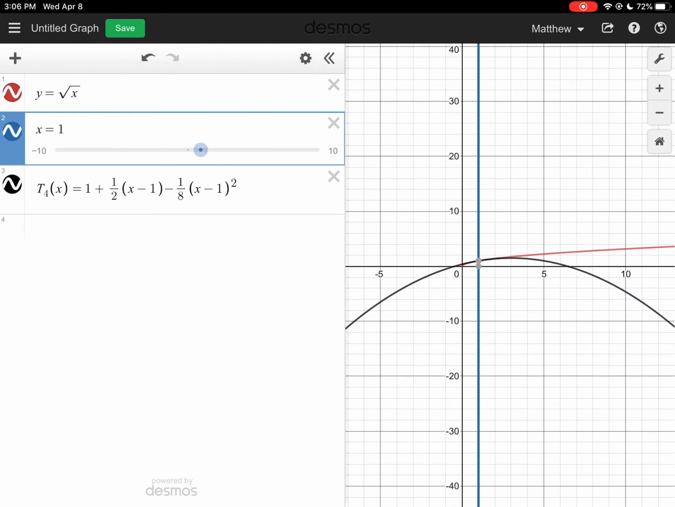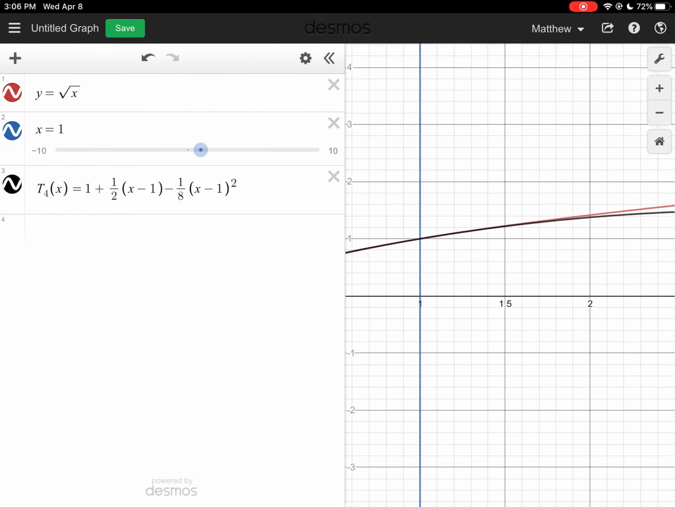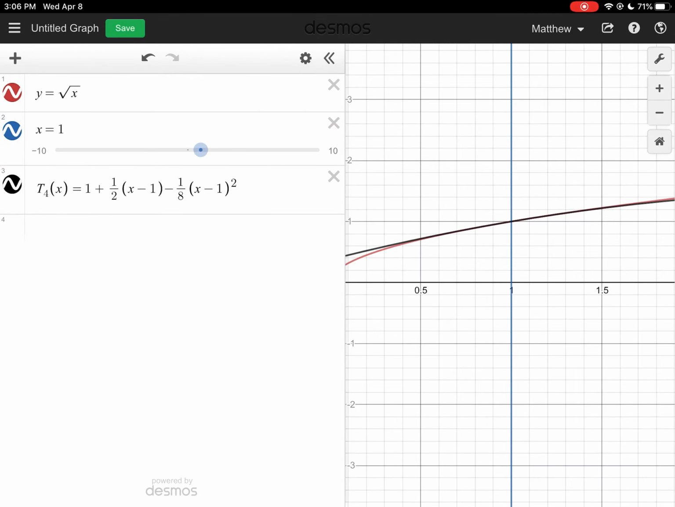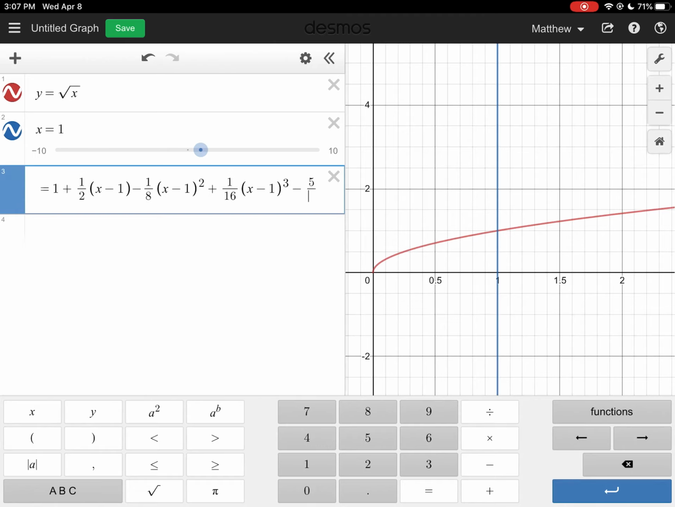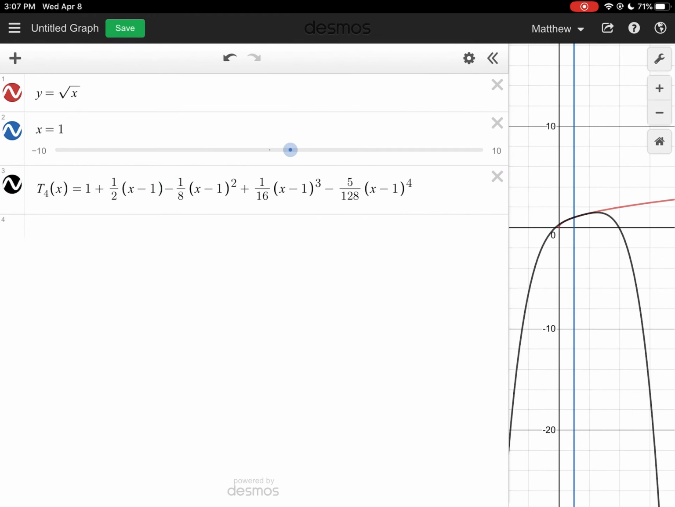So now we're seeing a parabola. The black graph is a parabola that's mimicking the radical function at this point, plus 1/16 of (x minus 1) cubed minus 5/128 of (x minus 1) to the fourth. Okay, so there it is. I typed it all in.